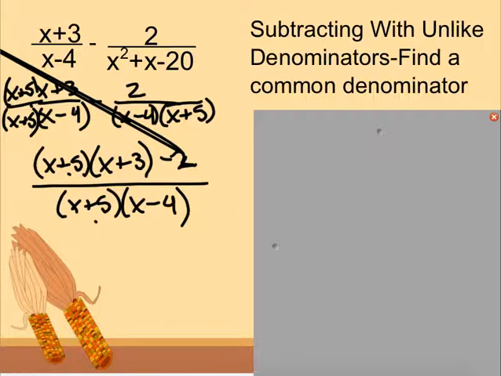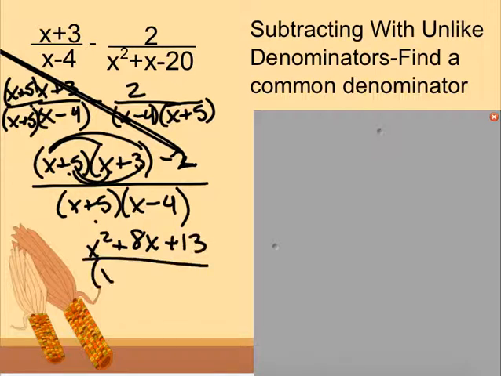Now we could see if multiplying it out and simplifying with a factor would work, and so we do that. We can do our rainbows and smiley faces here and combine together, and so we get x squared plus 8x, and then we have plus 15 minus 2 is plus 13 over x plus 5 times x minus 4.